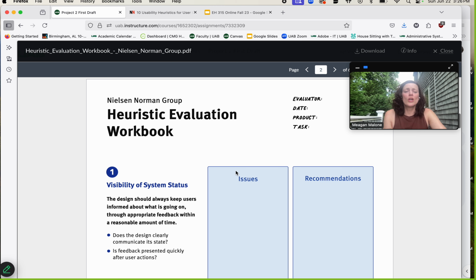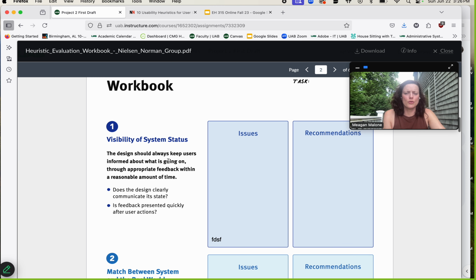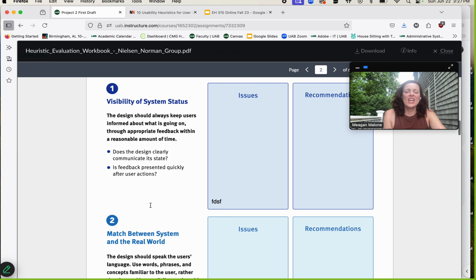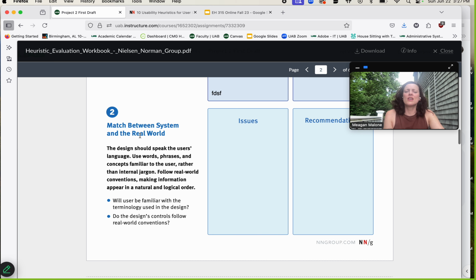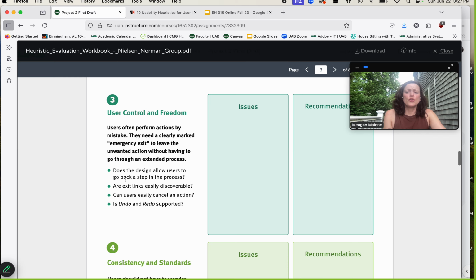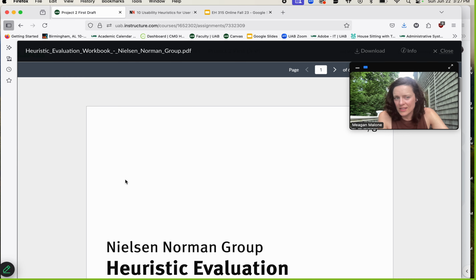So you're going to understand, okay, visibility of systems, the design should always keep users informed about what is going on. It gives you some clear questions to ask yourself as you interact with the interface. Same thing with match between real system and real world, user control and freedom, consistency and standards. So you see that there are 10 of these. It seems like quite a lot, so I would say spend some time really understanding these heuristics, reading them, paying attention to them. Maybe do that one day.